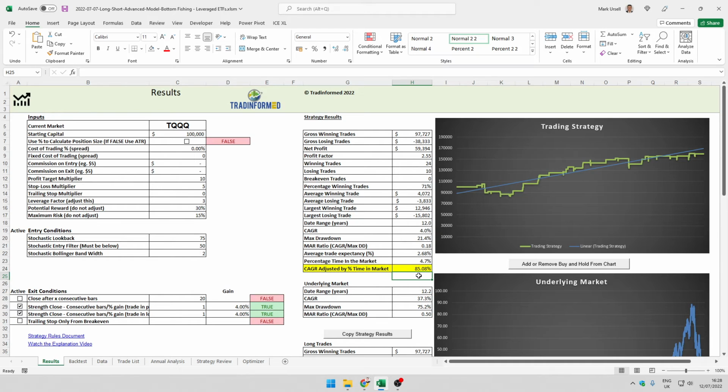Now this is a balancing act. You want to get the performance that is appropriate. But here we're only in the market on 5% of days.